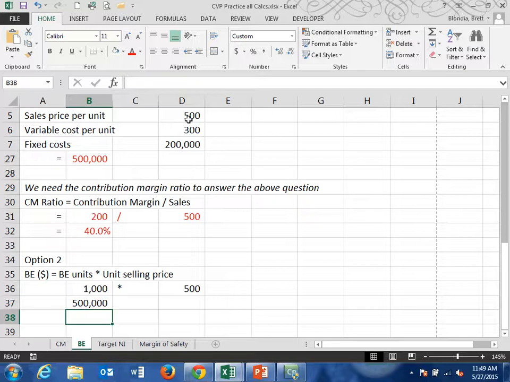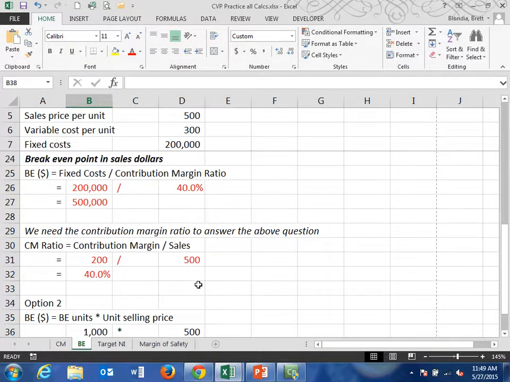So if I take 1,000 units and I multiply it by 500, I just hit my break-even point in sales of 500K. Now, that works great when they've already asked you to calculate the break-even point in units. If they go straight to asking you to calculate the break-even point in dollars, you're doing extra work to go through and calculate the break-even point in units and then convert it to sales using option 2.